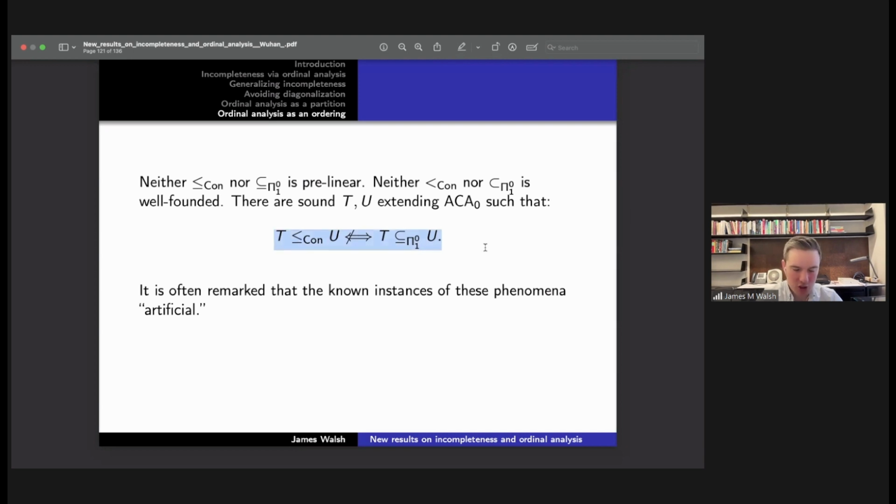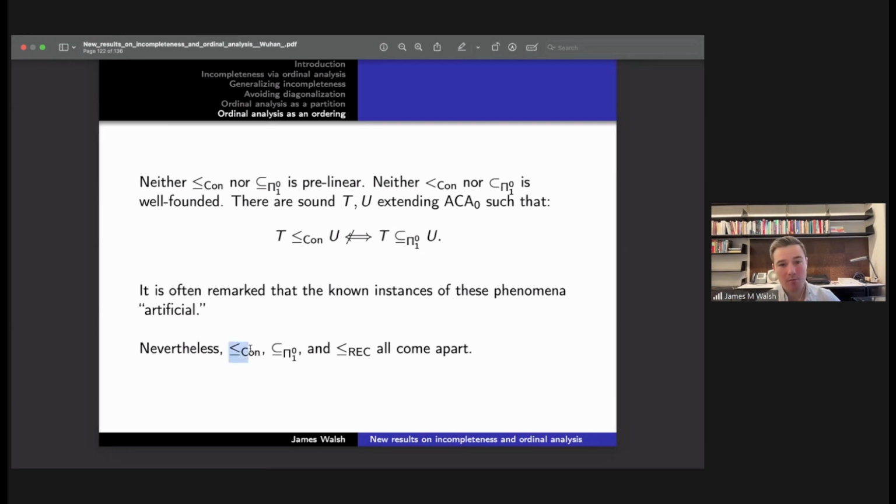If you restrict your attention to the natural theories, which is to say, you look at the theories that have arisen in mathematical practice, subsystems of second-order arithmetic, subsystems of set theory, extensions of set theory by large cardinals, right? So taking a very, very liberal view of what counts as a natural axiom system, it turns out that all of these pathologies go away, right? When you restrict your attention to the natural theories. Okay. Nevertheless, all of these notions come apart in full generality, right?